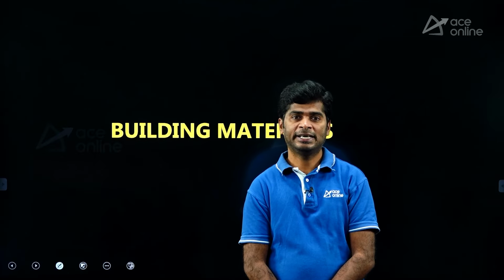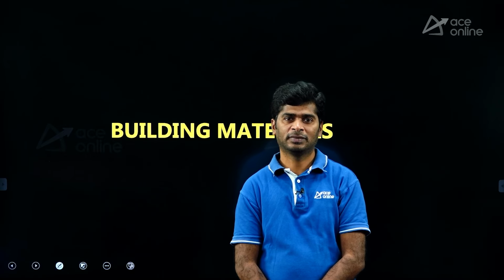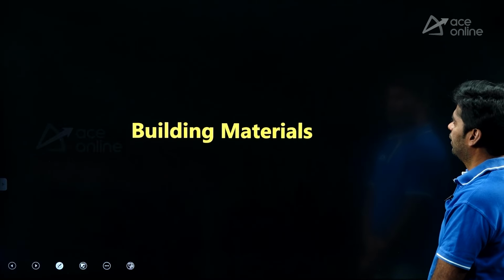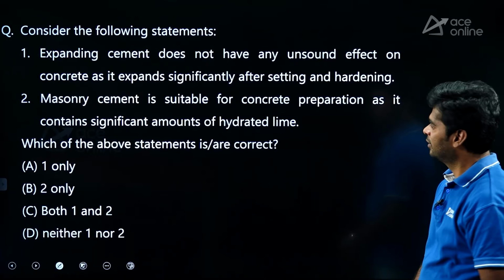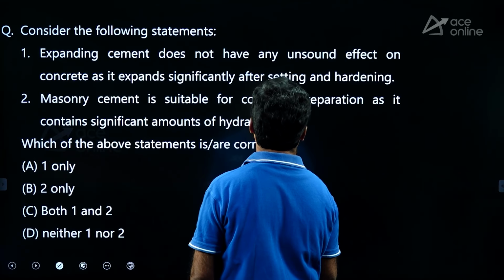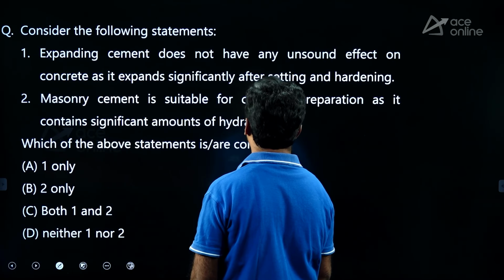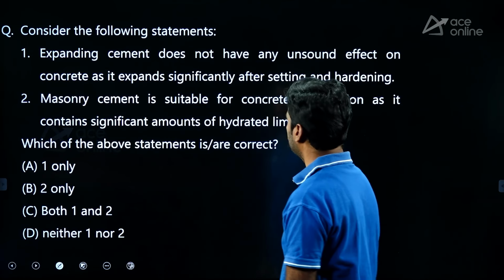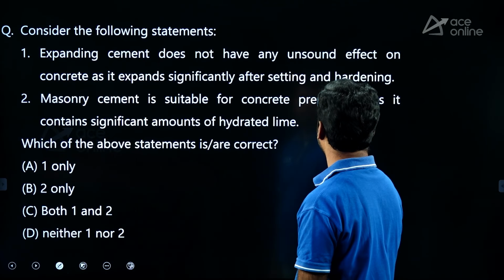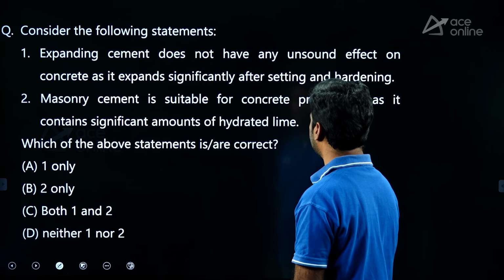Here we will see detailed solutions for SSC JE exam from the subject building materials. Very first question from building materials. Expanding cement does not have any unsound effect on concrete as it expands significantly after setting and hardening. Second one, masonry cement is suitable for concrete preparation as it contains significant amounts of hydrated lime.